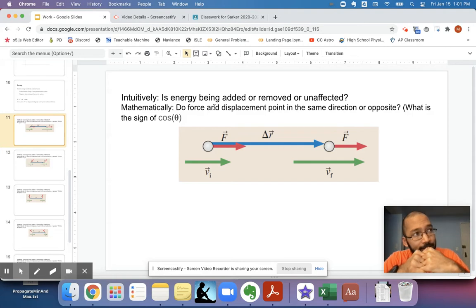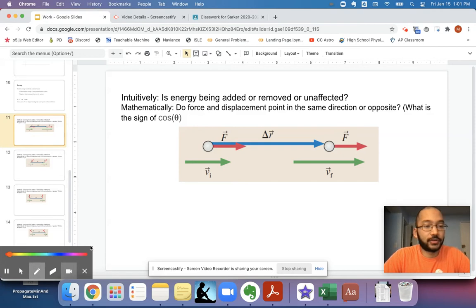The way I'm going to run this video, I will present the problem, wait like 10 seconds, and I ask you to pause the video, think for it yourself, and then I'll go over it. So that's the flow. For this one, this is the initial velocity, that's the final velocity, the force is to the right, and the displacement is to the right. So what do you think? Intuitively, is energy being added or removed, or is it the same? And mathematically, what is the sign of cosine of theta going to be?